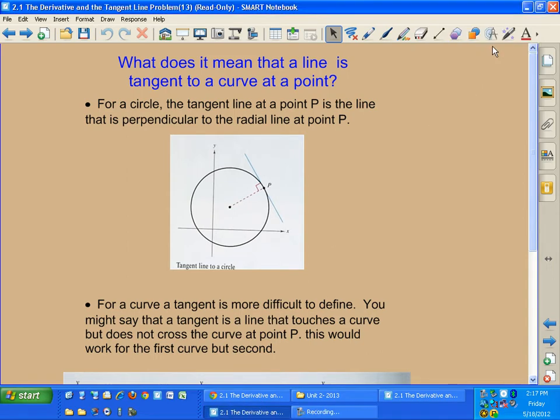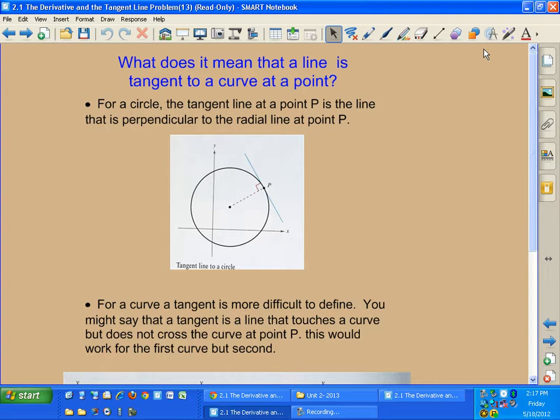Hello and welcome to section 2.1, the derivative and the tangent line problem. In this section we're going to talk about one of the questions that calculus was trying to answer. One of the questions they were trying to answer was, could you find the slope of a tangent line at one particular point on any curve?